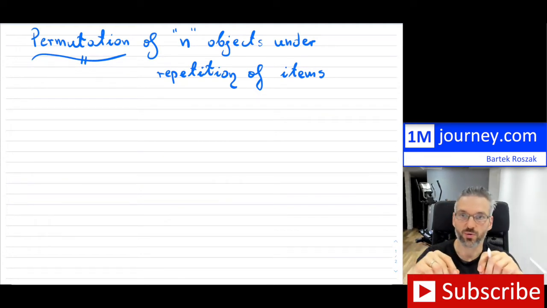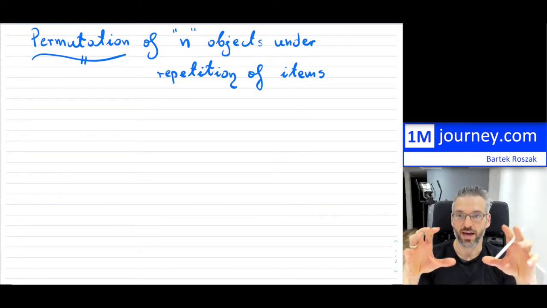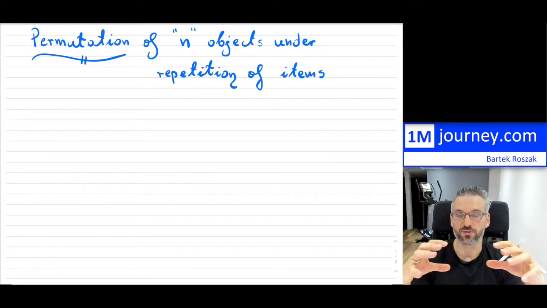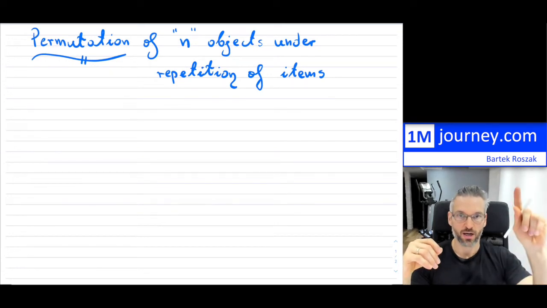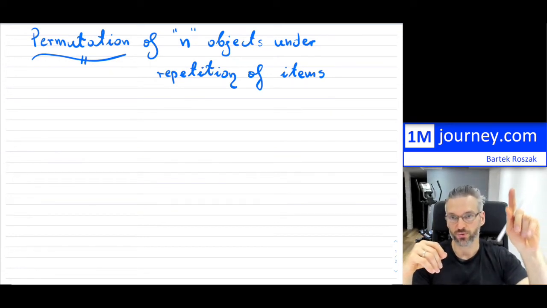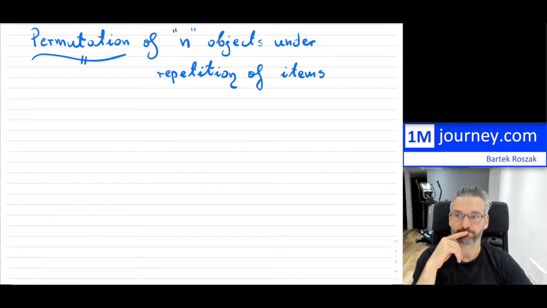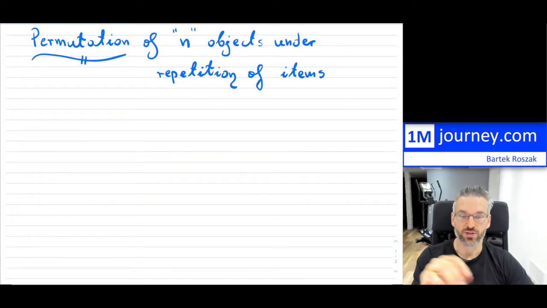I'm going to do another video with regards to repetition, but there we'll have n objects and we're not going to be permutating. We're not going to be trying to find out the order of all n. We're going to pick r of them. So I'll do that video, I'll put up a link above, and I'll do it through an example once it's done. So, n objects under repetition of items.